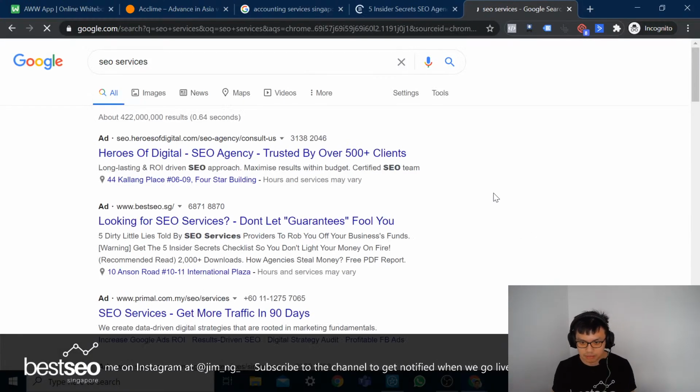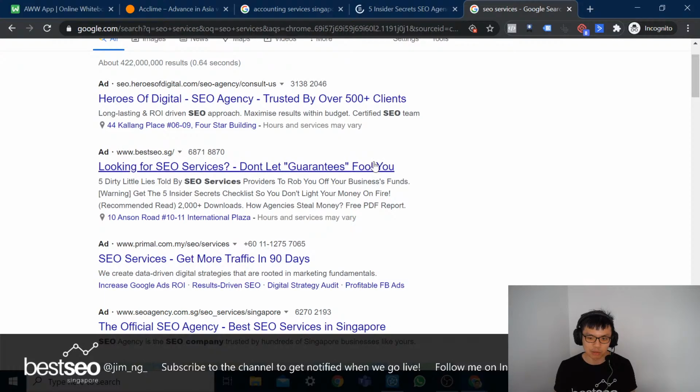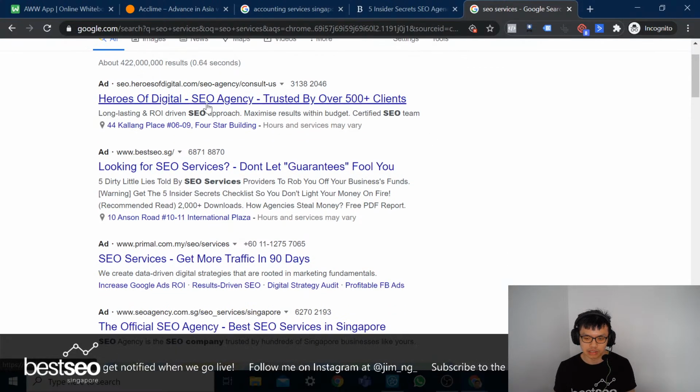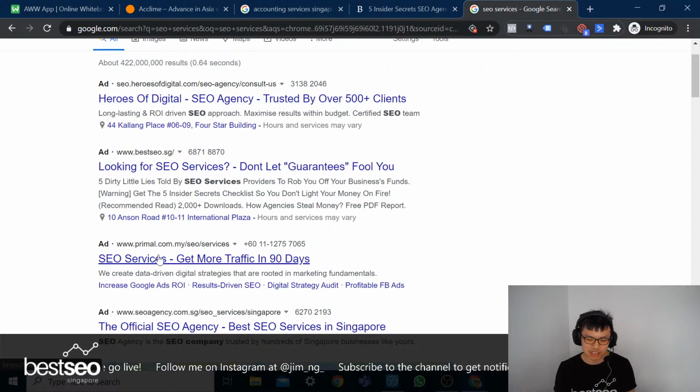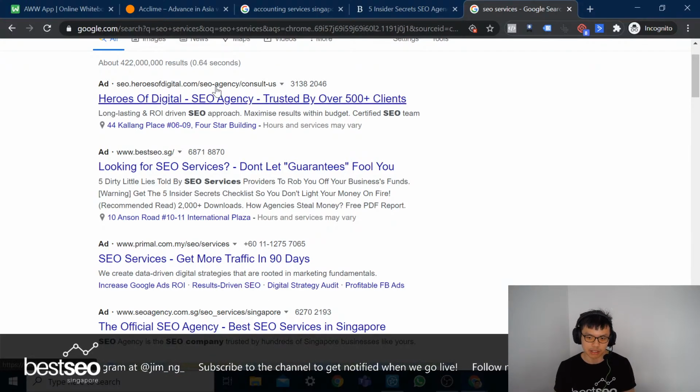SEO Services. In my own personal Google Ads that I run for my own agency, if you Google this, you could see Heroes of Digital SEO Agency, trusted by over 500 plus clients. SEO Services, get more traffic in 90 days. The official SEO agency, best SEO services in Singapore. These are the headlines that my competitors have.